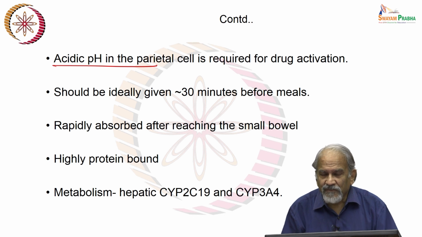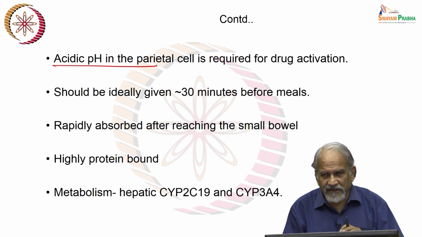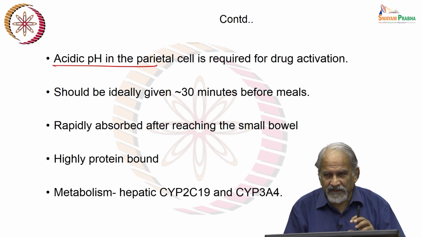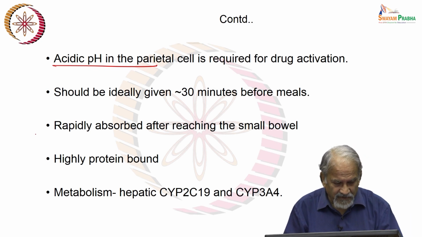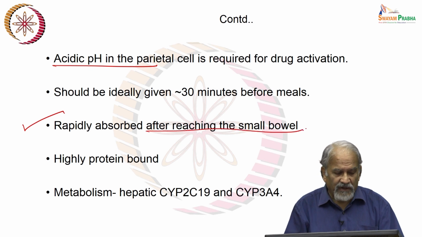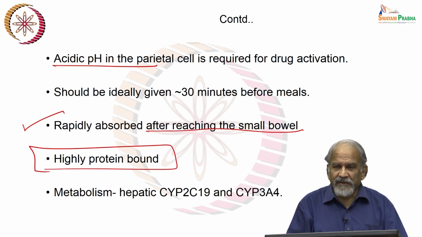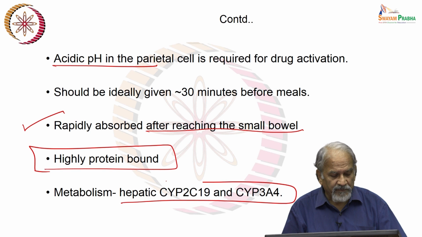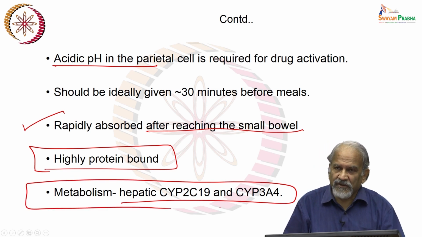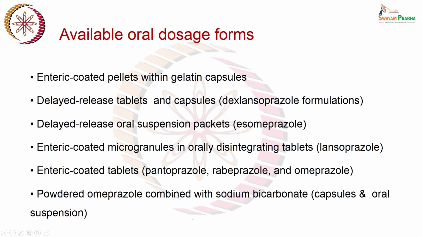This is important because for most drugs we say that to reduce the side effects you give them with food, but this is the case where you must remember that proton pump inhibitors are best taken 30 minutes prior to food. They are rapidly absorbed and reach the small bowel, and it is a highly protein bound drug. When you say highly protein bound, that means it stays in the blood for a longer duration, and it is metabolized by cytochrome P450. This is important because if you are giving concurrently other drugs which are also metabolized by cytochrome P450, there is a possibility of drug interaction.